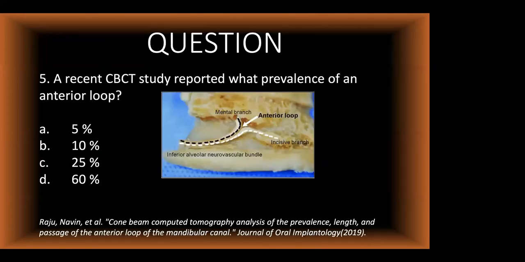So if we look at, here's a recent study, 2019, CBCT study reported, what is the prevalence of an anterior loop? A, 5%, B, 10, C, 25, or D, 60%. So go ahead, pick A, B, C, or D.